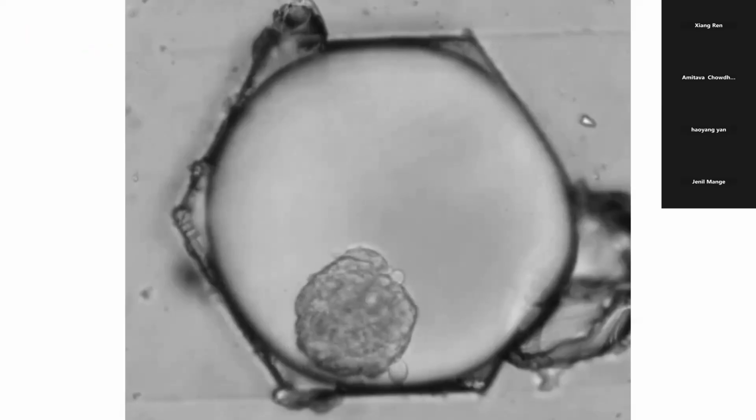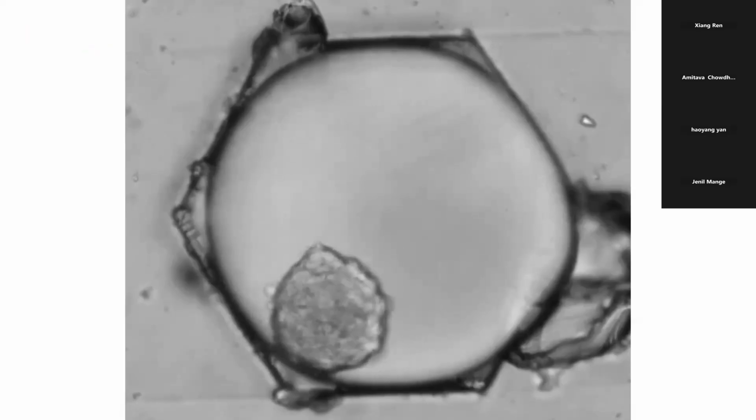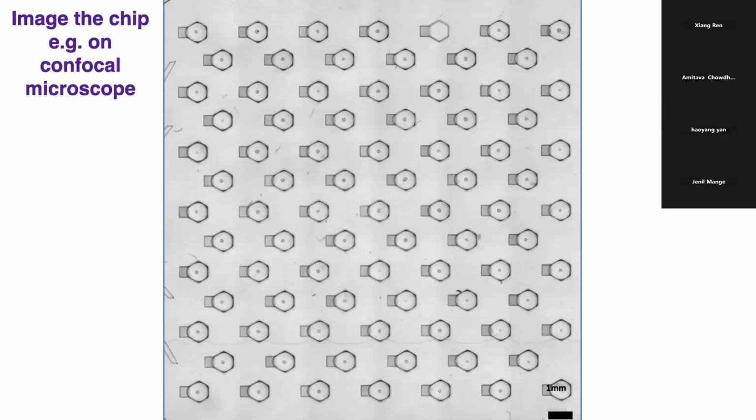So these are really old movies. They're maybe 10 years old. So what we're doing now is we can generate an array of droplets. Each droplet contains, in general, one spheroid. And we can put this on a microscope slide. And so this is really well adapted for microscopy.